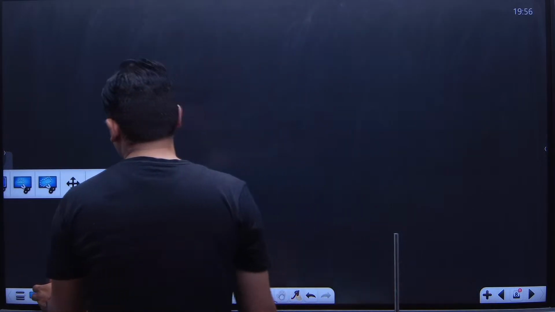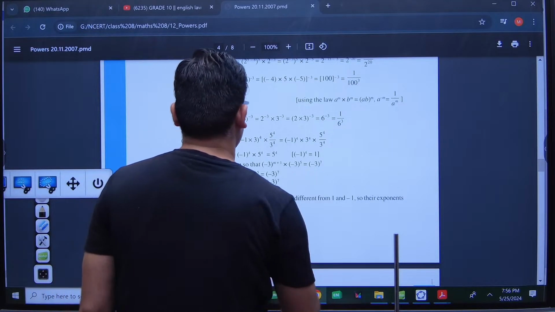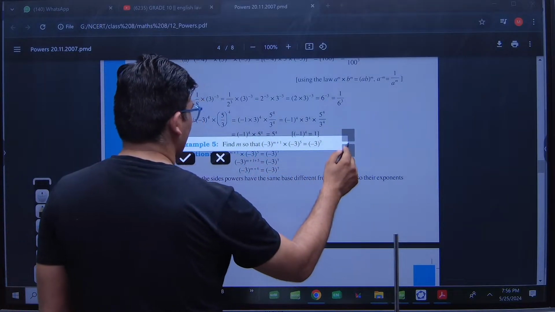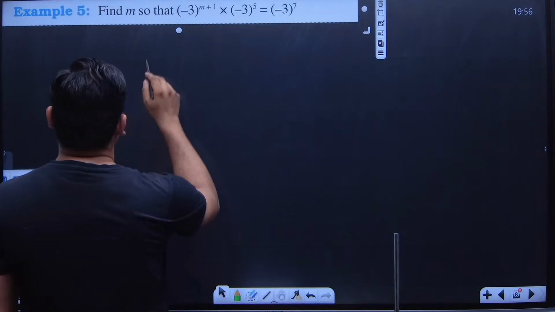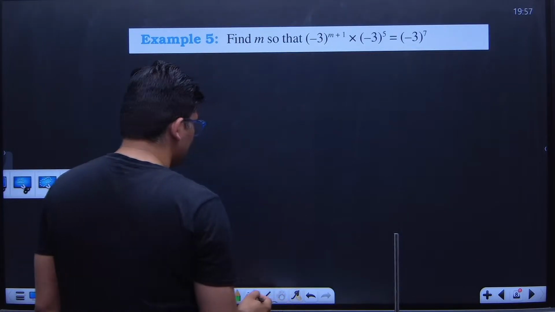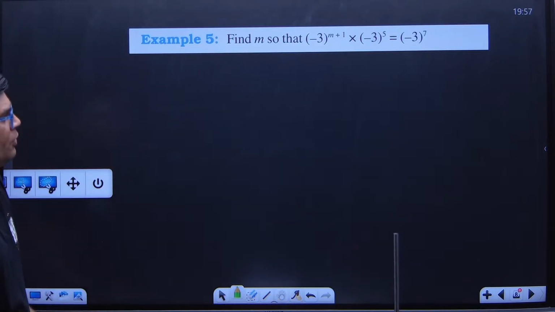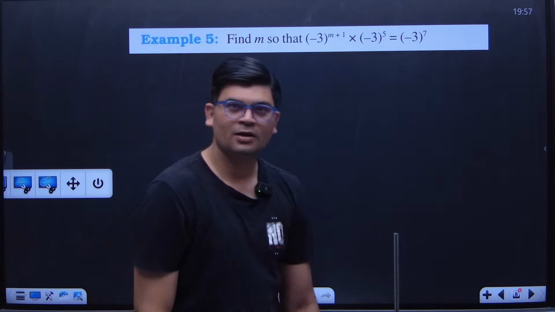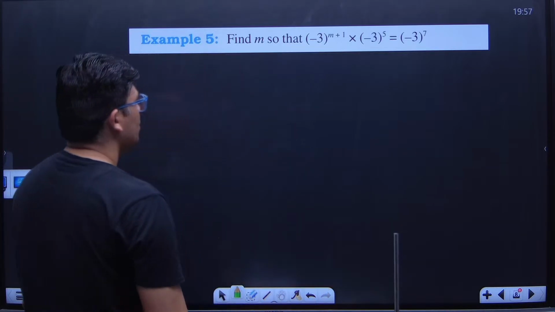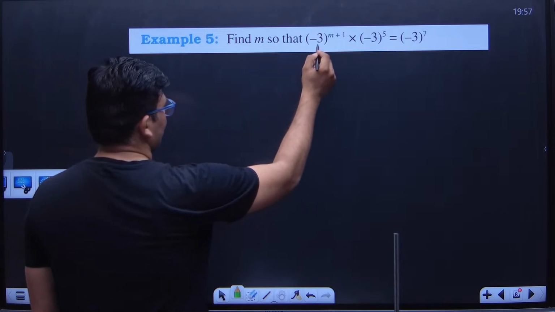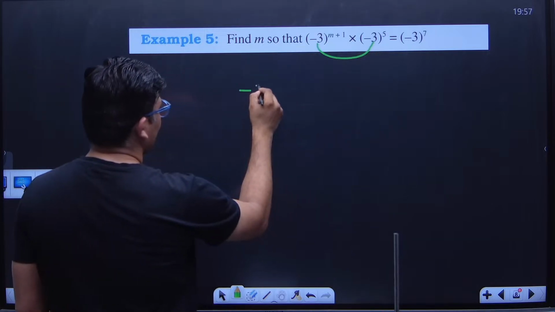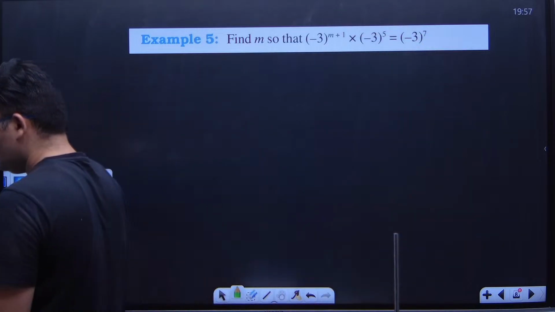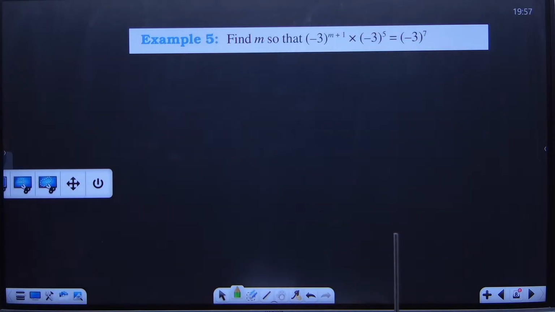So in the last 5 minutes, we will do some more questions. You may get a question like this. Find the value of m so that minus 3 raised to the power m plus 1 into minus 3 raised to the power 5 is minus 3 raised to the power 7. So how will you do this question? See, if the base is same, you first try yourself and then I will guide you. If I do it, then how will you learn?